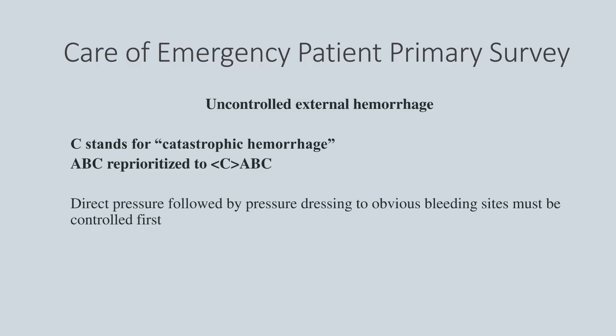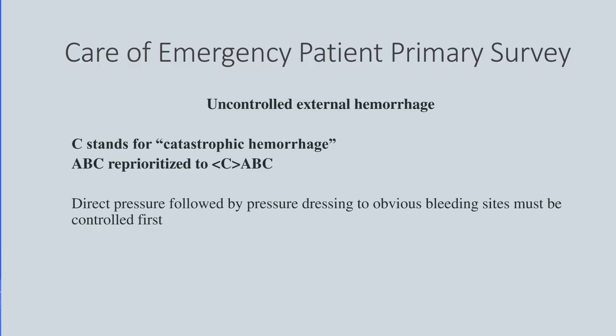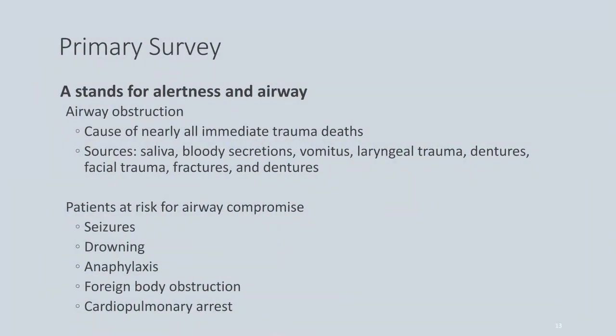So you have to apply direct pressure followed by pressure dressing to the obvious bleeding sites. That has to be controlled first, and then you can move on and continue your ABCs. So A stands for alertness and airway. While you're assessing the alertness and the airway, you need to be stabilizing the cervical spine at the same time.